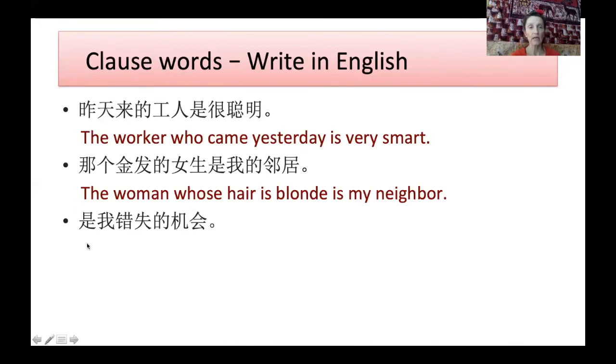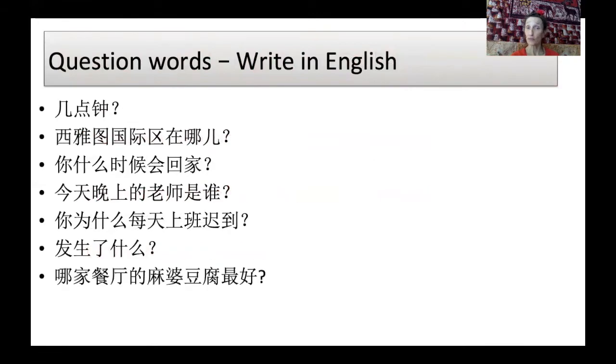Okay, and finally, 是我做事的机会. Two ideas. A chance was an opportunity, and I missed the opportunity. It's the chance or the opportunity that I lost. Okay, let's move on and talk about these clause words, 词助词 as 问题词, question words.